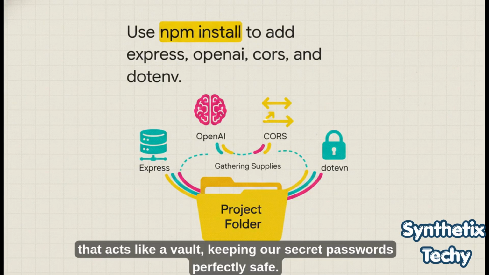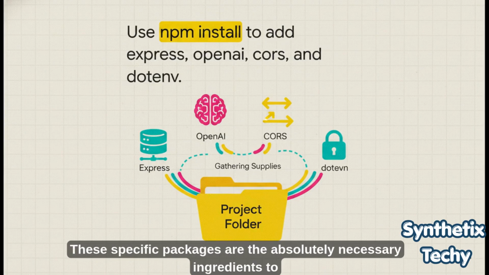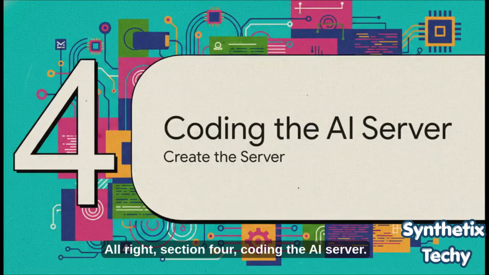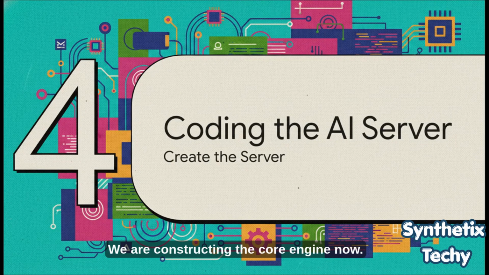And .env, that acts like a vault, keeping our secret passwords perfectly safe. These specific packages are the absolutely necessary ingredients to whip up the back-end architecture for our custom app. All right, Section 4, coding the AI server. We're constructing the core engine now.